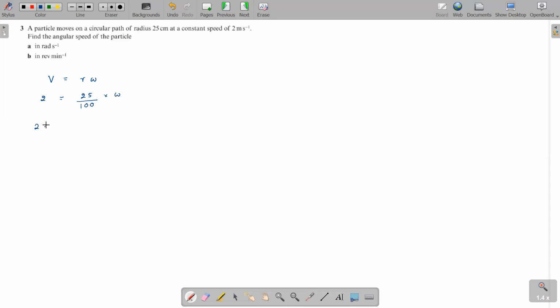So then I get 2 into 100 divided by 25. Right, so what do we get here? 25 times 4 is 100. So that's 8. 8 radians per second. So omega is equal to 8 radians per second.